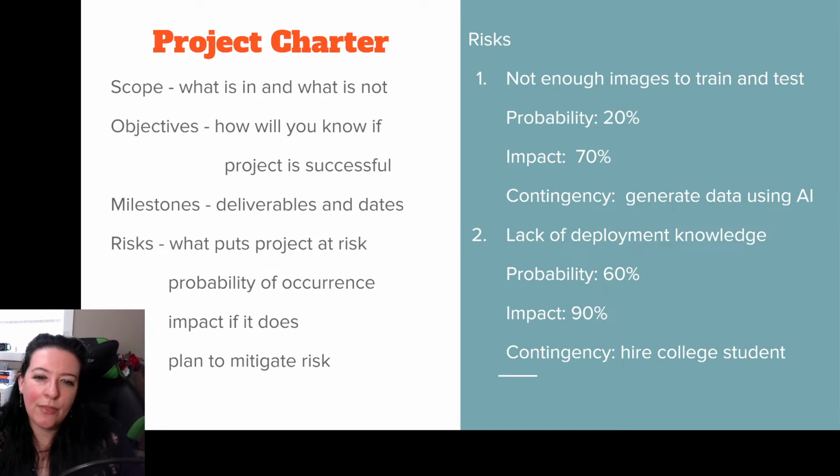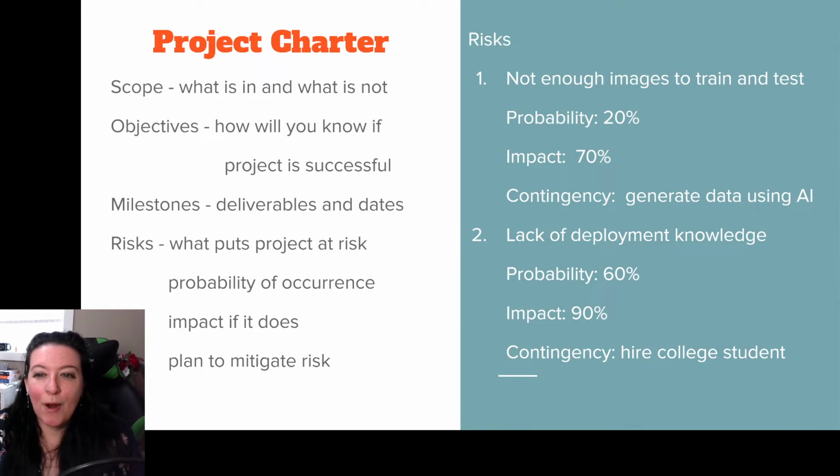So the probability, we think, of not having enough knowledge is about 60%. If we don't have enough knowledge, then the impact is quite severe. We can't actually deploy it without this knowledge. So the impact is 90%. We need a contingency plan. How are we going to deal with that? So maybe our plan is we're going to hire a college student who can help with deployment, who has that knowledge.